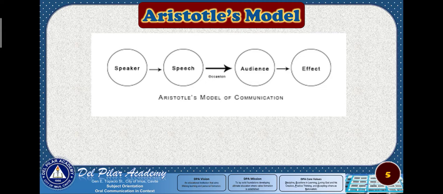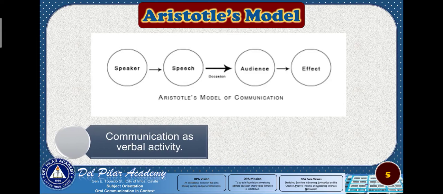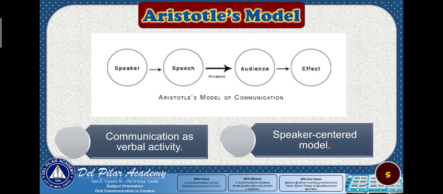Let's look at this image. This shows the model of Aristotle. We have the speaker, the speech, the audience, and the effect. But he focuses on the speaker and the message. So communication is seen as verbal activity, which is through spoken conversation or spoken speeches. And this model is a speaker-centered model. So Aristotle focused on the speaker and the message as the most important part of his model.